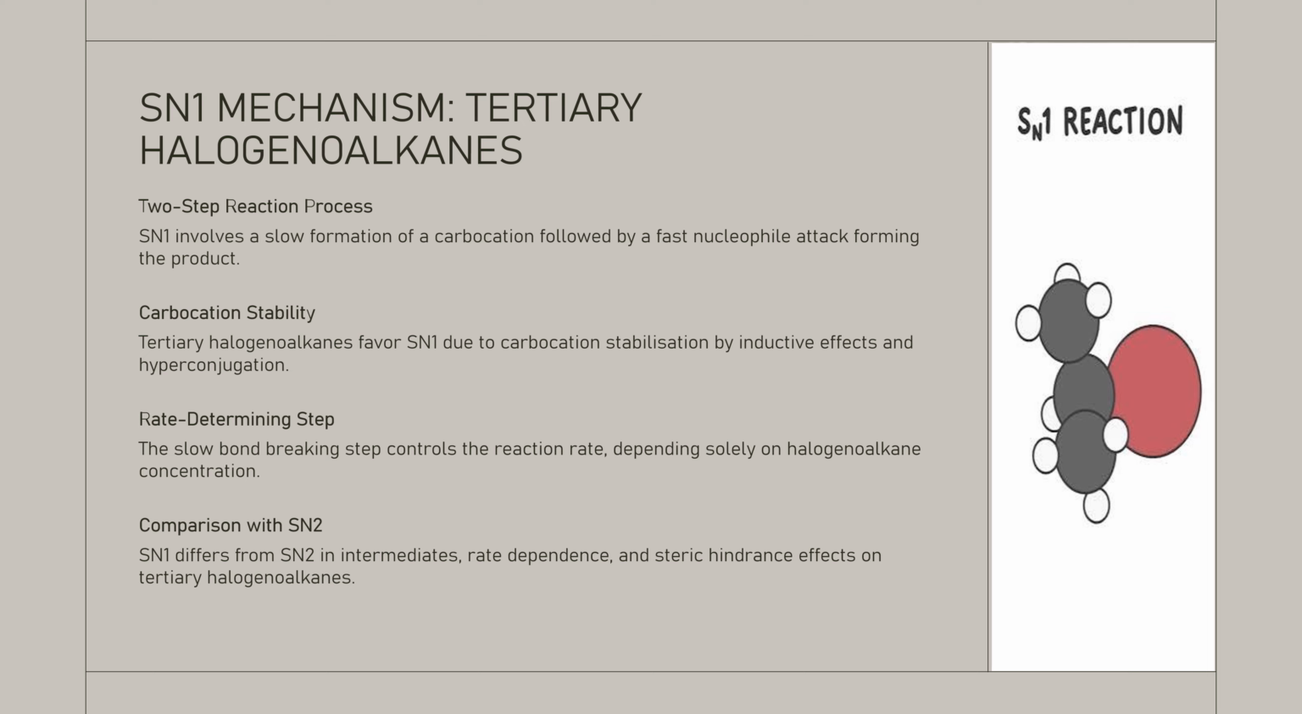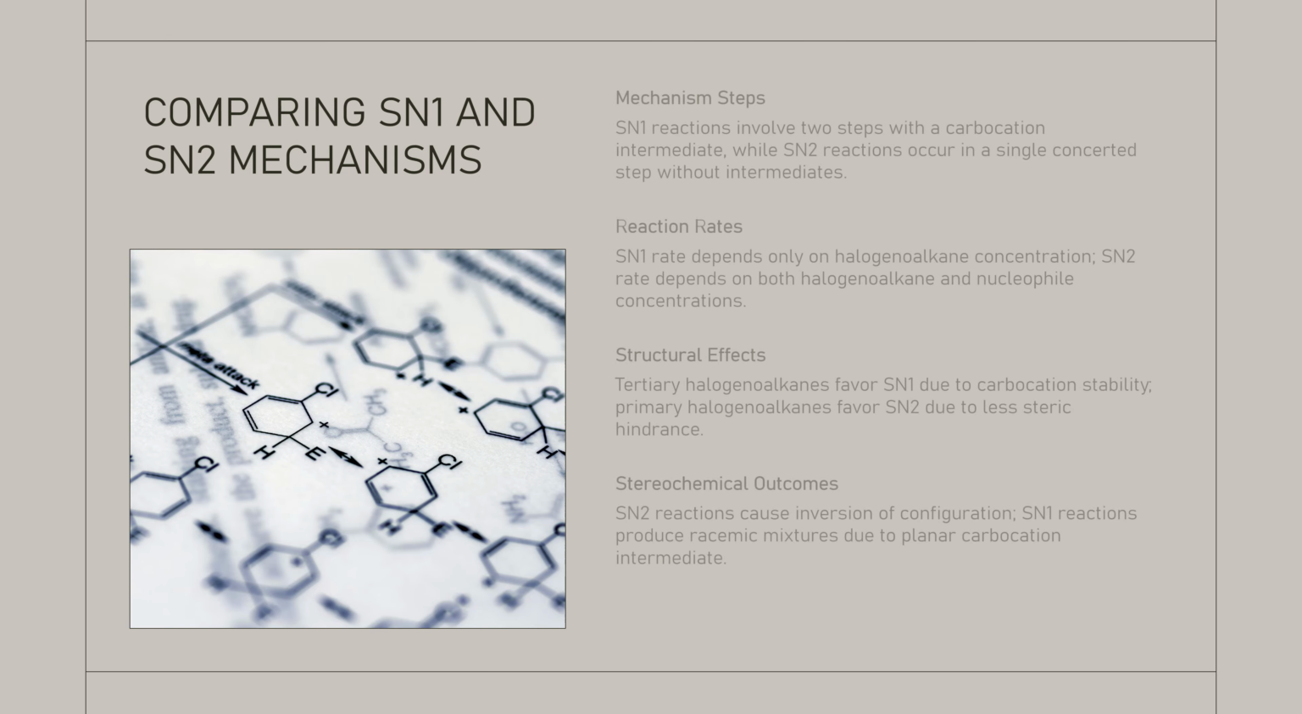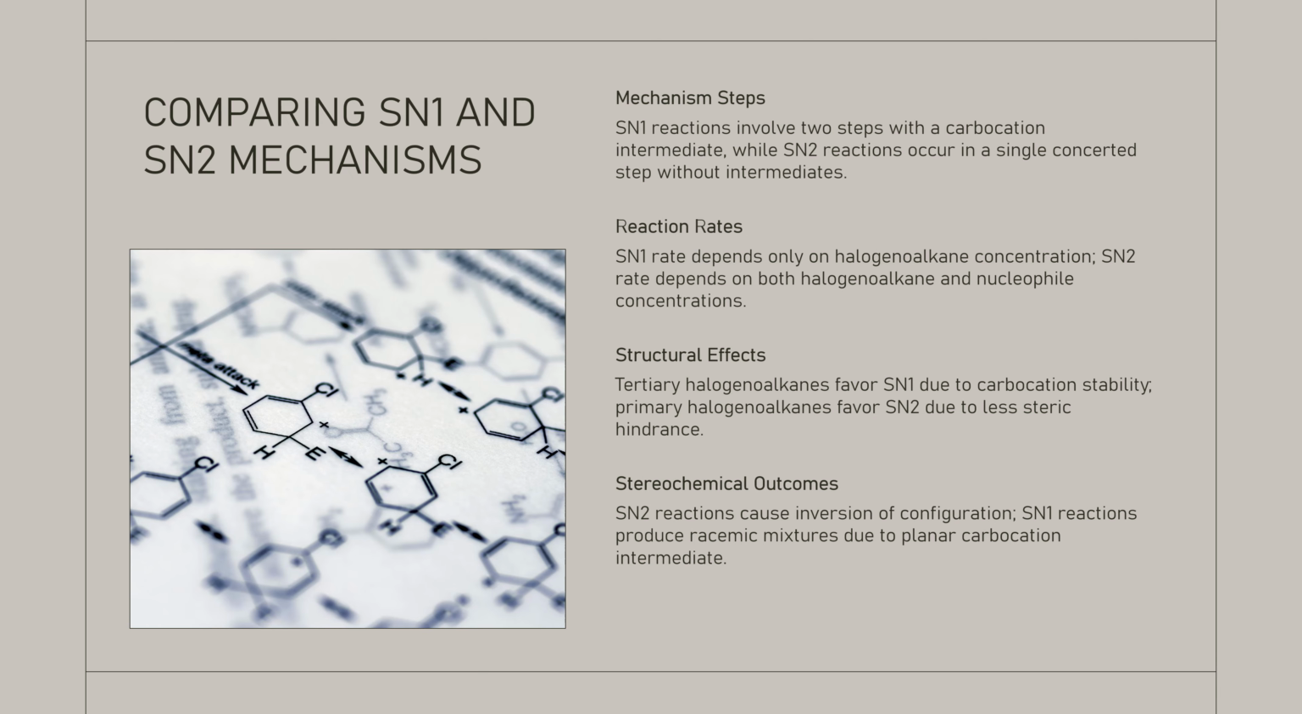In the second, faster step, the nucleophile attacks the positively charged carbocation to form the substitution product. Tertiary halogenoalkanes favor SN1 because the resulting carbocation is stabilized by 3 alkyl groups through inductive effects and hyperconjugation. SN1 reactions involve 2 steps and a carbocation intermediate, whereas SN2 reactions occur in a single step with no intermediate.